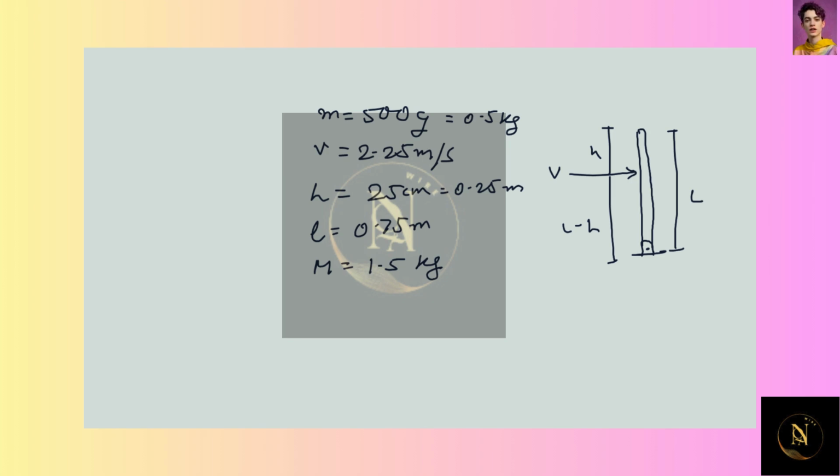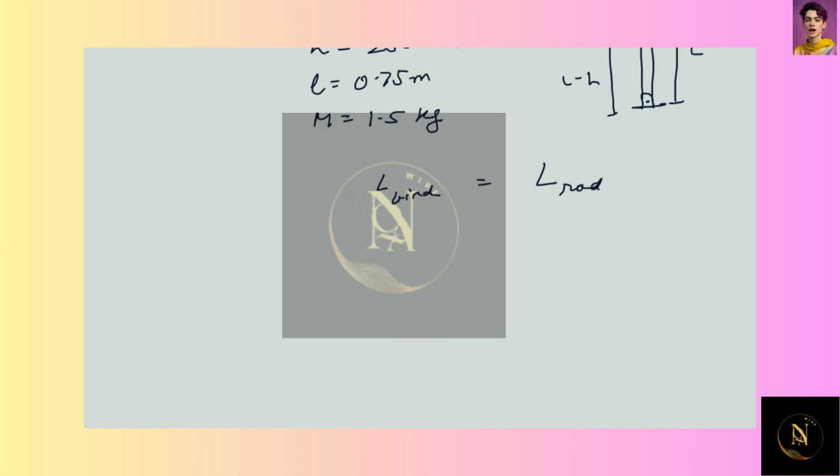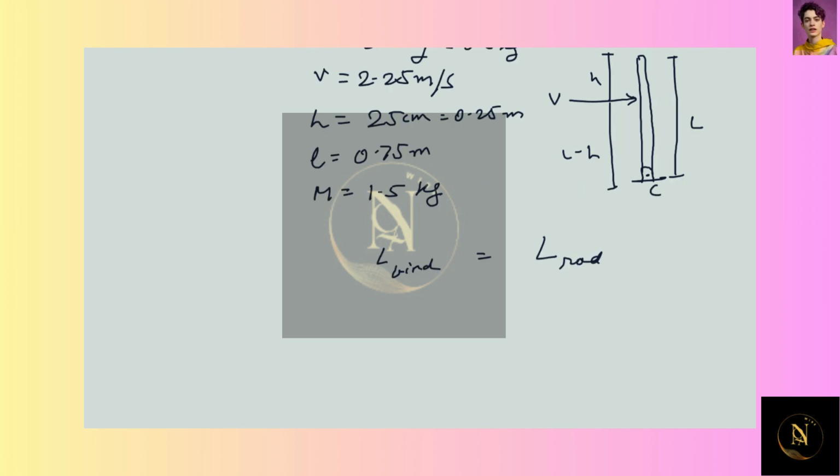So here what you need to do is you need to conserve the angular momentum, right? That means the angular momentum L of the bird will be equal to angular momentum of the rod, right? Because after collision the bird comes to a rest. Fine. So angular momentum of the bird has to be calculated from the point of rotation, right? So the mass of the bird, velocity of the bird times the distance from the point of rotation, which is L minus h, right?